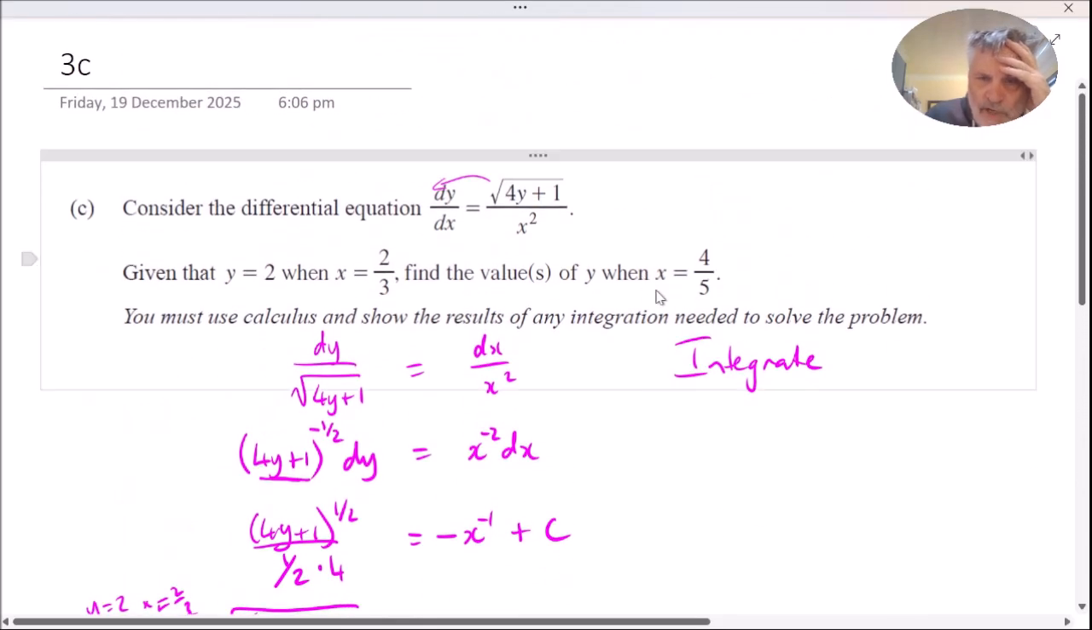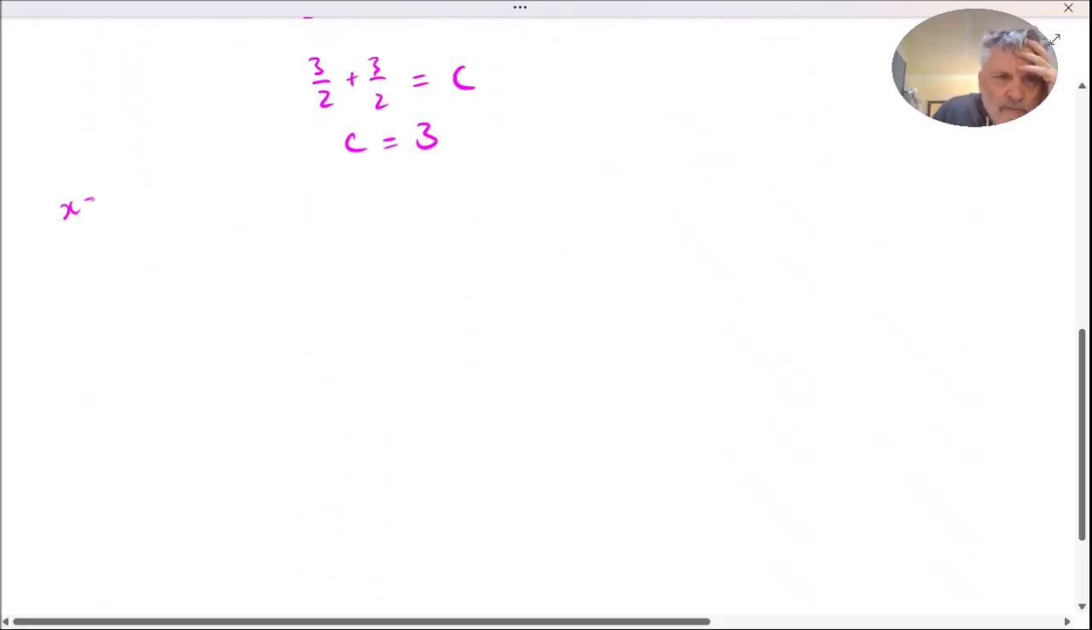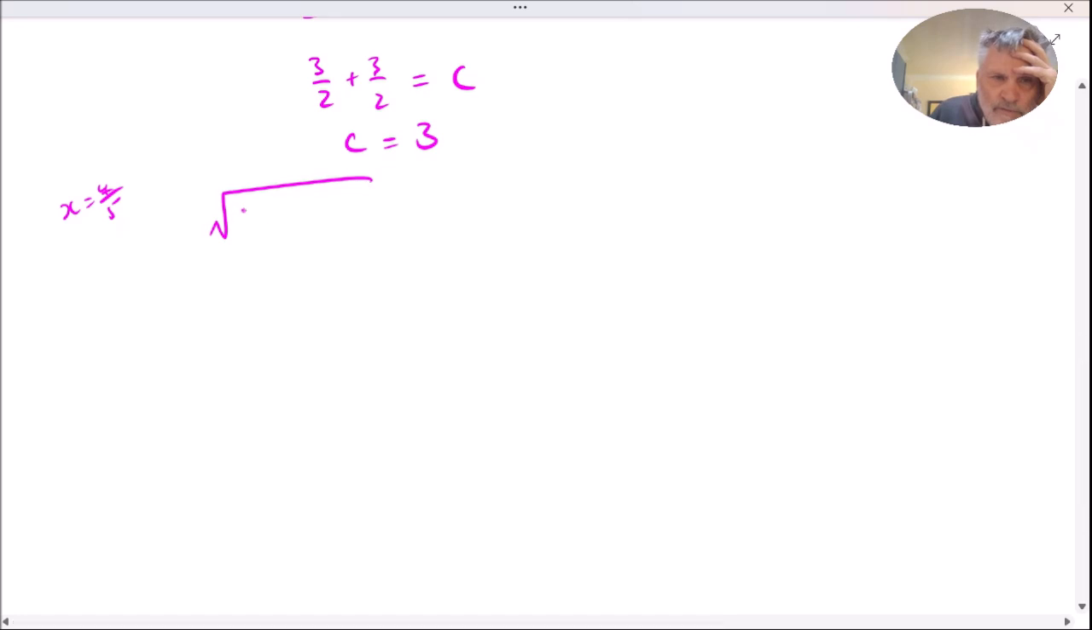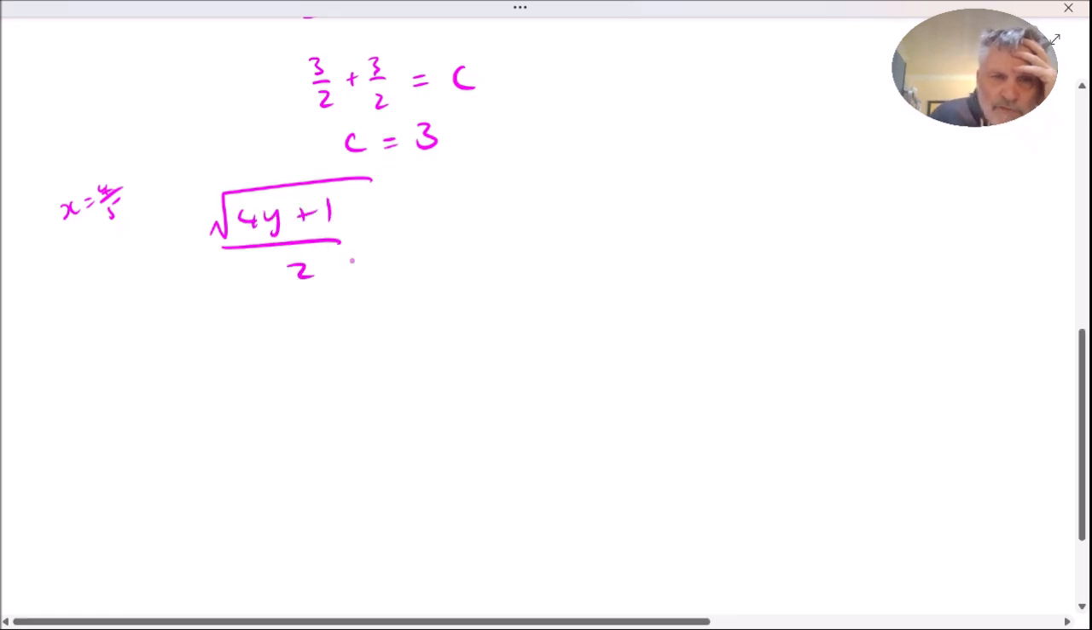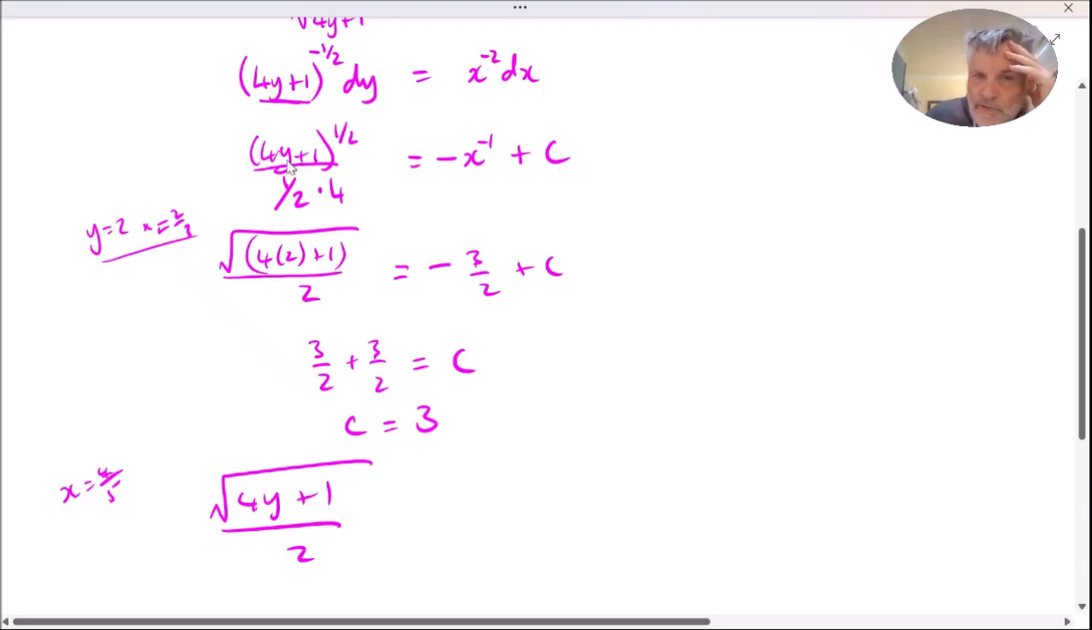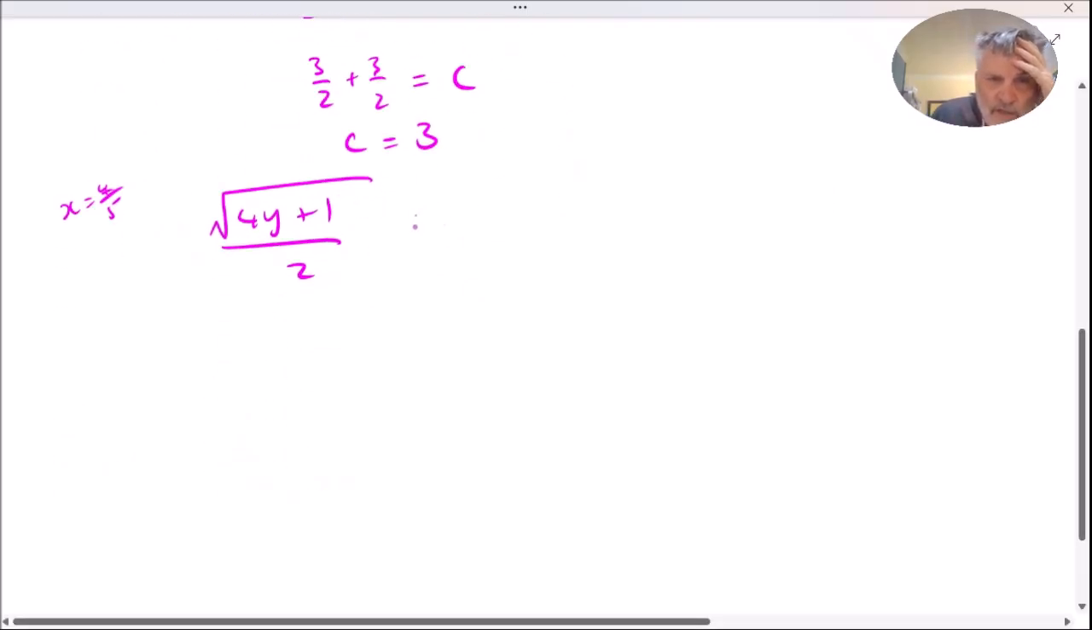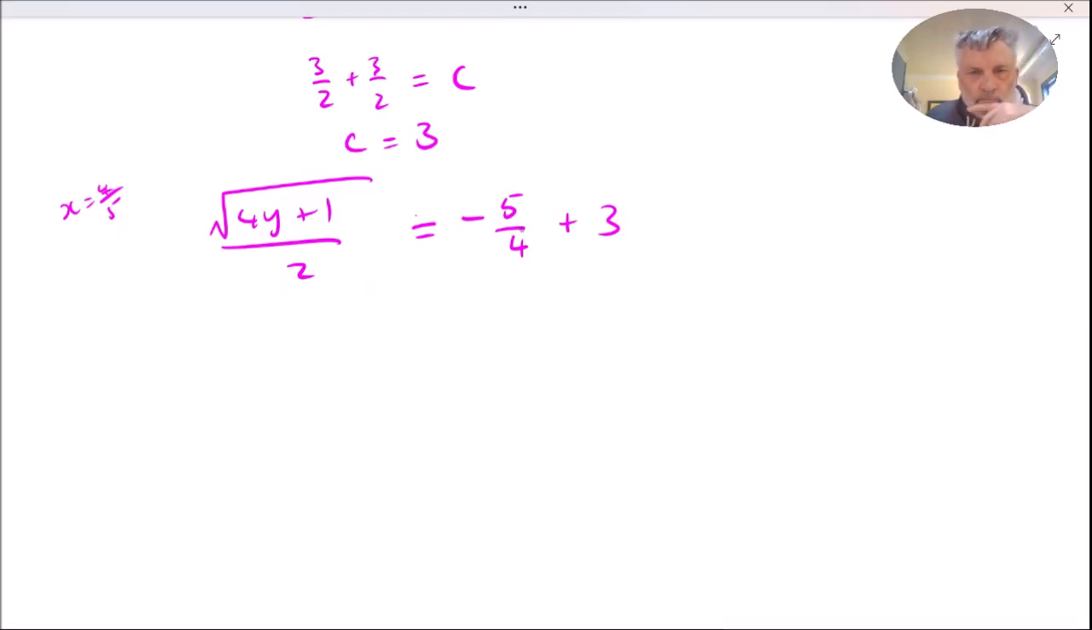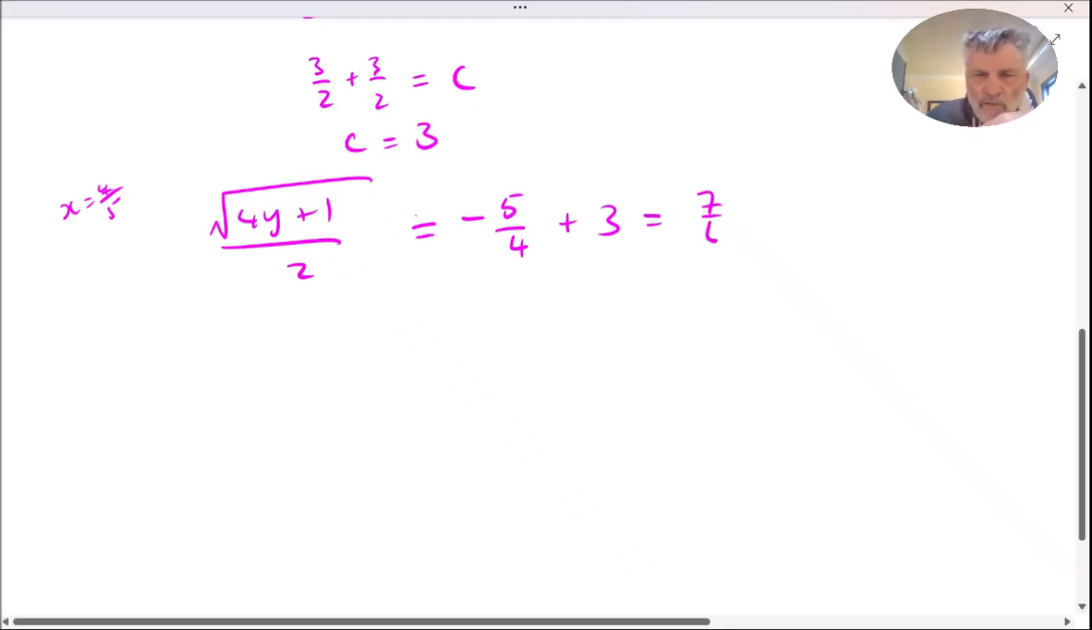And now we've got this, we want to find out what y is when x is 4/5. So now when x is 4/5, we get square root of 4y plus 1 over 2. That's what we've got on the left-hand side, is equal to negative 4/5. The reciprocal is going to be 5/4, plus 3. This is 1 1/4, so this is going to be 1 3/4, so it's going to be 7/4.